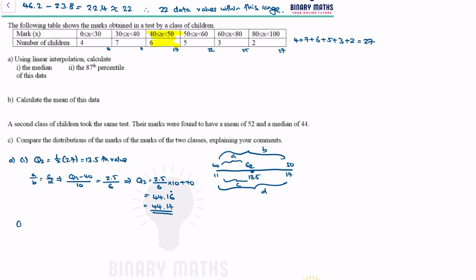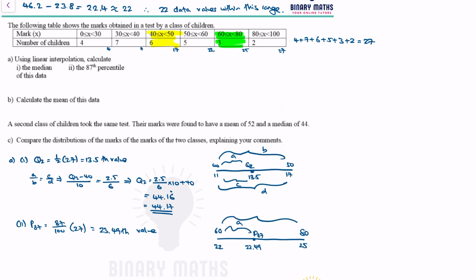The 87th percentile is P87, which is 87 over 100 times 27, which is equal to the 23.49th value. So now P87 is the 23.49th value. If I think about where that would fall, it will fall between 60 and 80, in the class interval 60 to 80, where the frequency goes from 22 to 25.